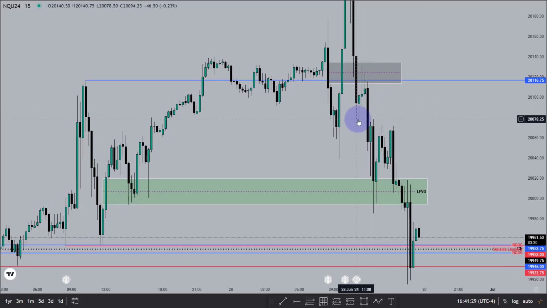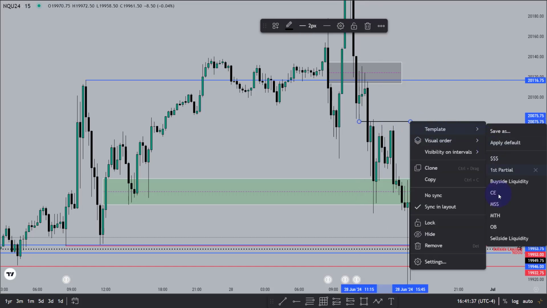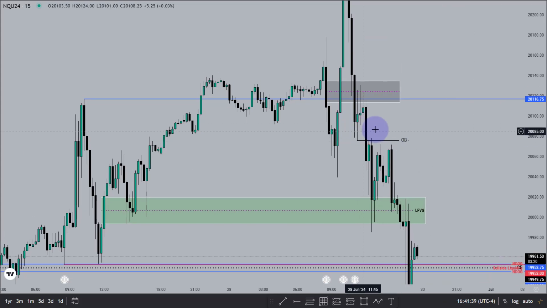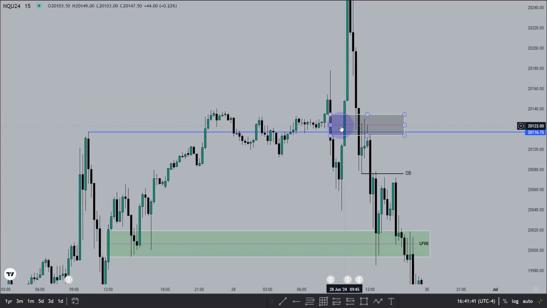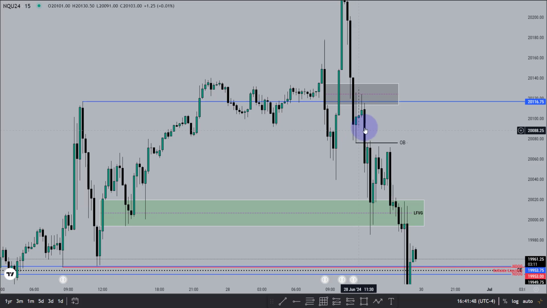First, I would love to mark the order block. See this low, this is the perfect order block. Okay, let me mark this order block. Why is this the order block? Because it has traded that inversion fair value gap. It doesn't need to trade that fair value gap. It has traded that inversion fair value gap. It's a typical order block.